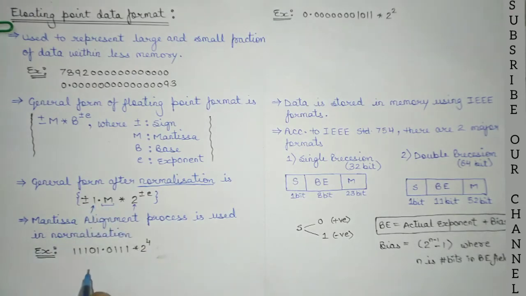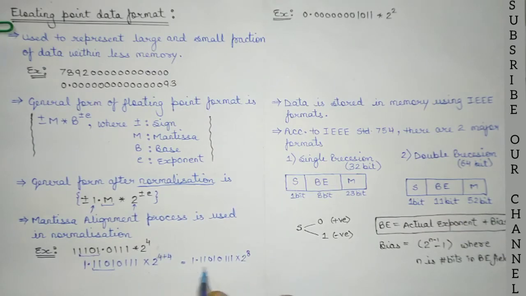So what I will be doing is putting this as 1.11010111 into 2 to the power 4. Now here you can see that we have shifted how many values? 1, 2, 3, 4. So these 4 values have been shifted to the right. So we'll be adding 4 to it. So what is the final value now? Final value is 1.11010111 into 2 to the power 8.